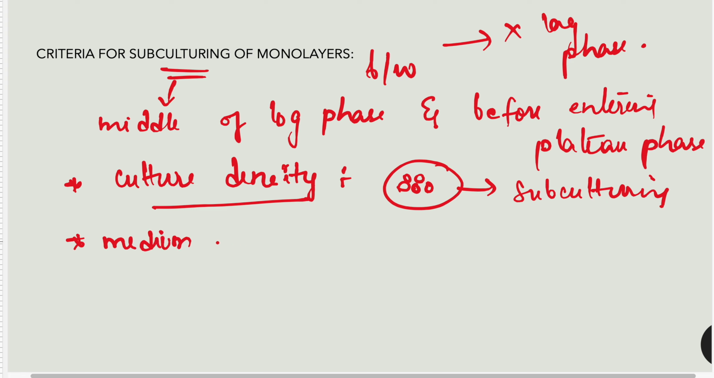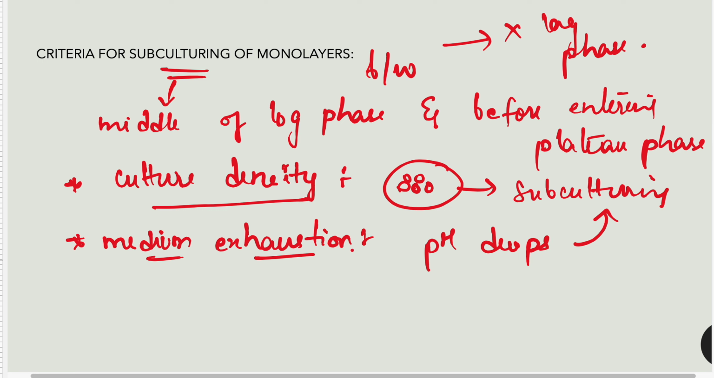Medium exhaustion. When medium becomes limited, the pH drops, which indicates the time for subculture. It tells us it's time to subculture. Okay. So medium exhaustion is one of the criteria.